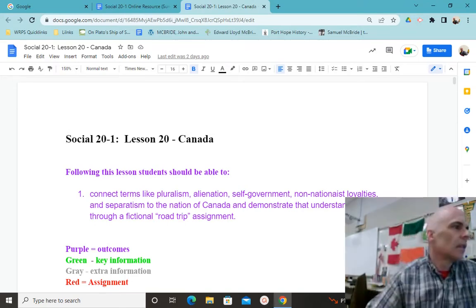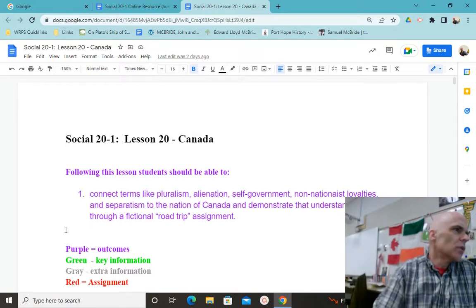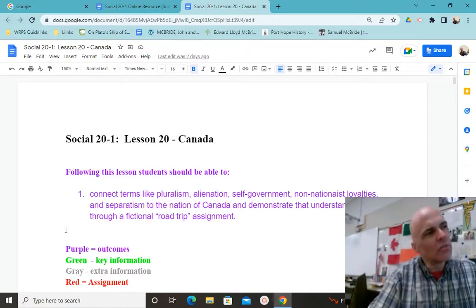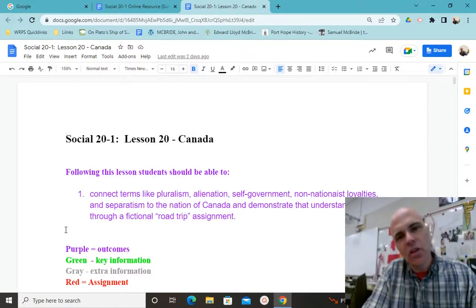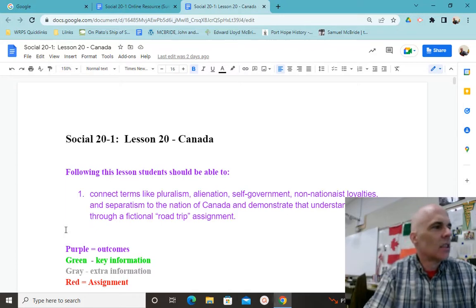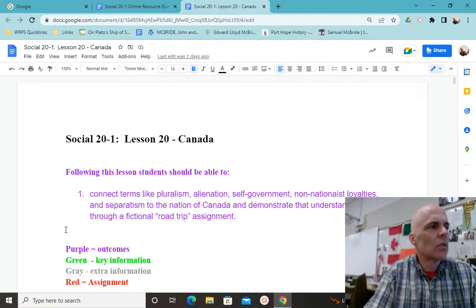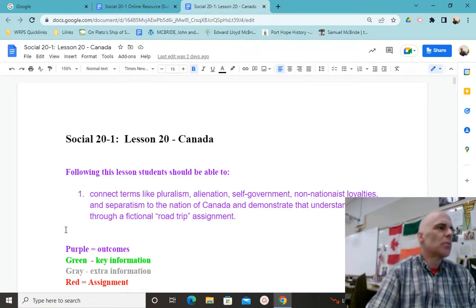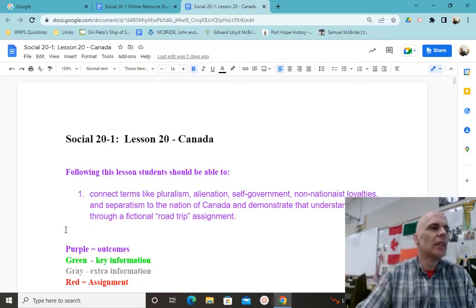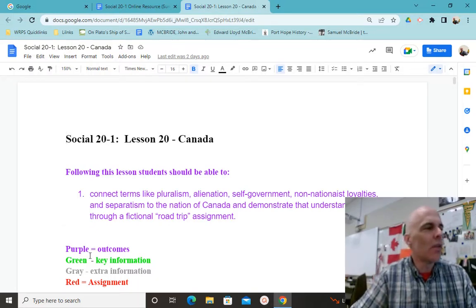After this lesson, we should know more about nationalism in this little place called Canada. We're going to pick up some language during this lesson, language like pluralism, alienation, self-government, non-nationalist loyalties. We're going to look at separation. And there's a potential I'm going to assign you an assignment at the end. So let's see where I go with that. Here we go.